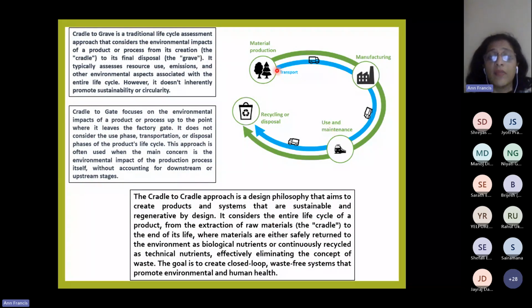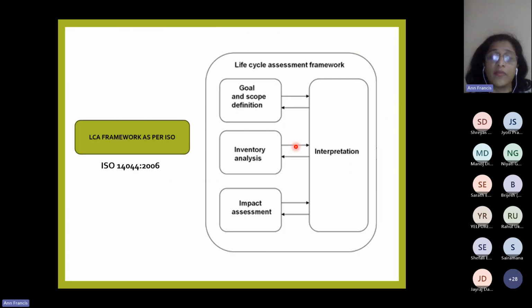It is cradle to cradle, where we are actually modeling the process of recycling, modeling the process of disposal, and then how we can recover these materials and reuse them. So all of that we can also consider.